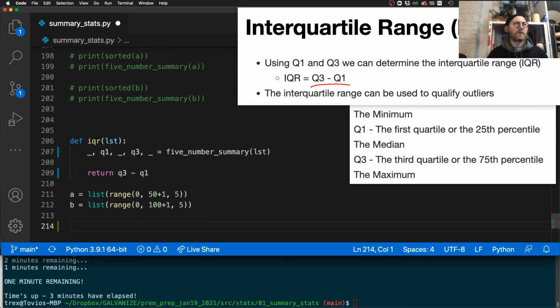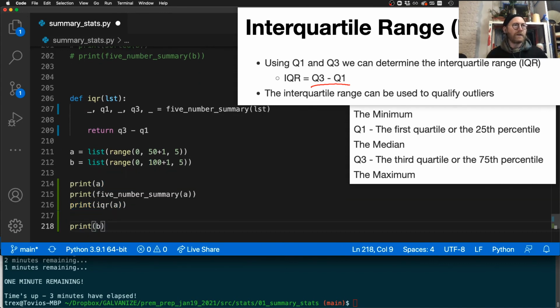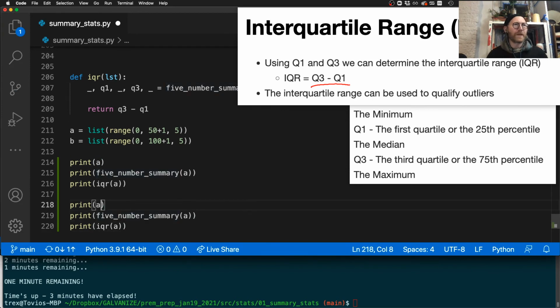And let's print A, let's print B, and let's print the 5-number summary of both of these as well. So print the 5-number summary of A, and we'll print the IQR of A. I'll just take all of that, and we'll do the same thing for B.